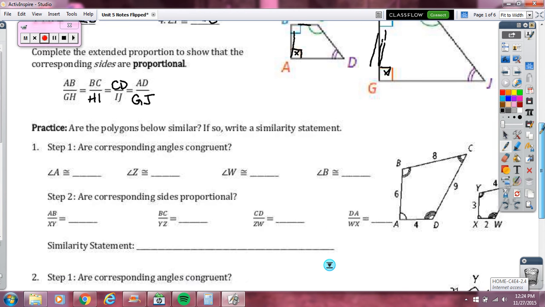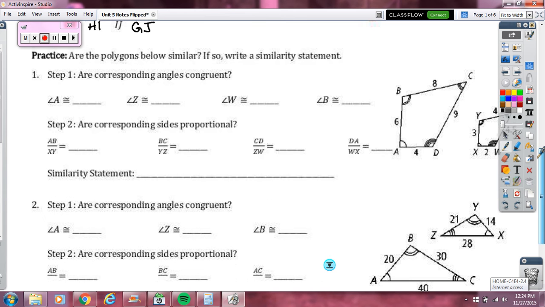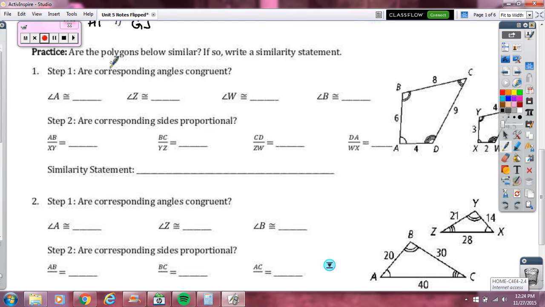So why don't you go ahead and try these guys down here. Step one at least. So pause and see if you can fill in what the matching angles are.